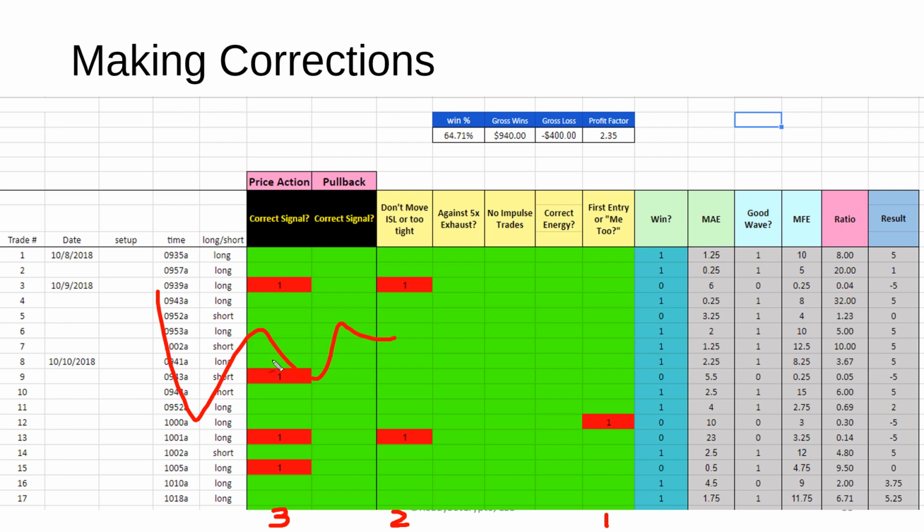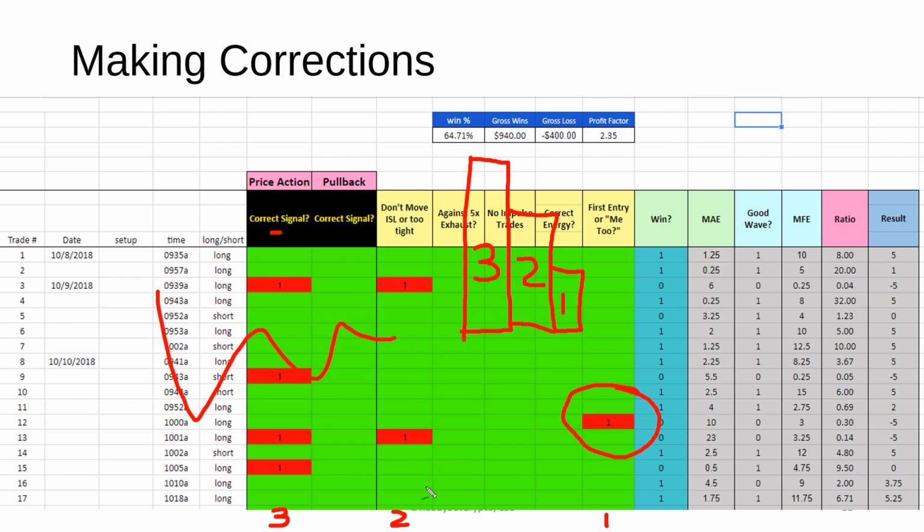This is where we need to get into what's called Pareto analysis. Pareto analysis will show you, if you do the work on this, a histogram. We have a histogram of 3 for this correct signal here. The next histogram in line is 2, and that's the ISL, or initial stop loss, and the last one is 1. First entry, or me too. So we're not really going to worry about this one over here. It's only a single instance. Perhaps it's just something that came along.